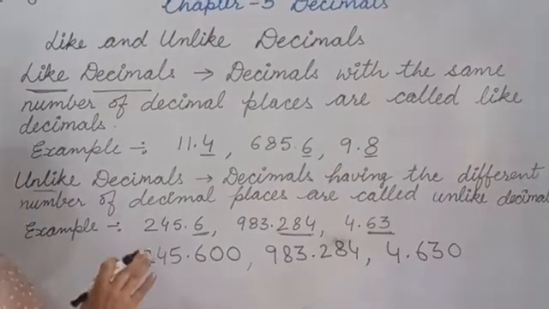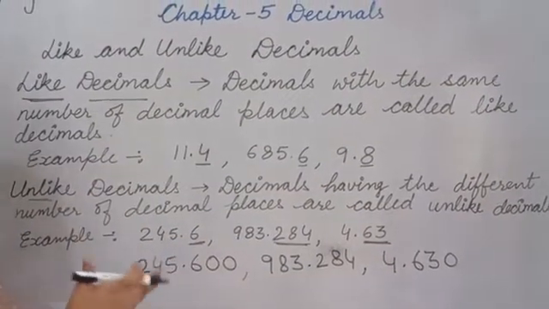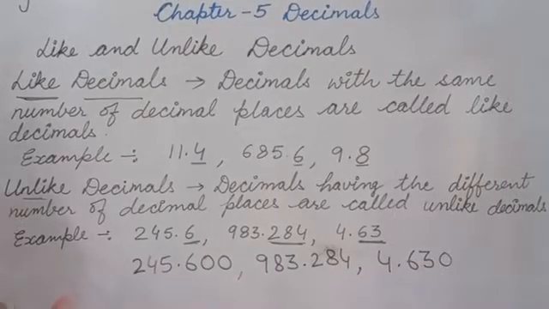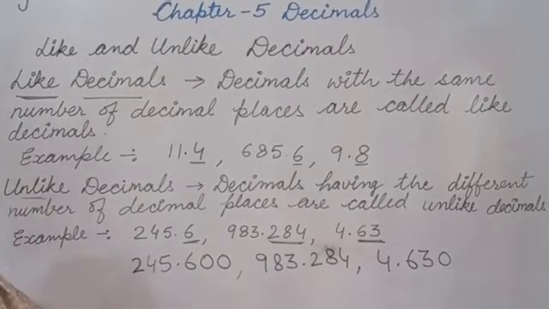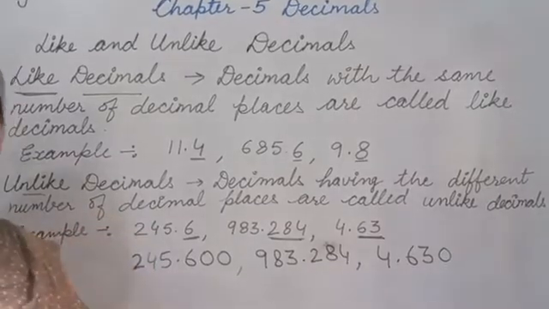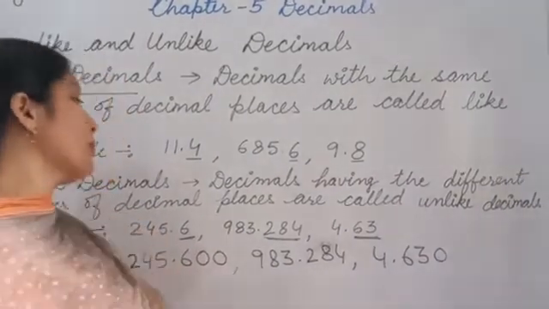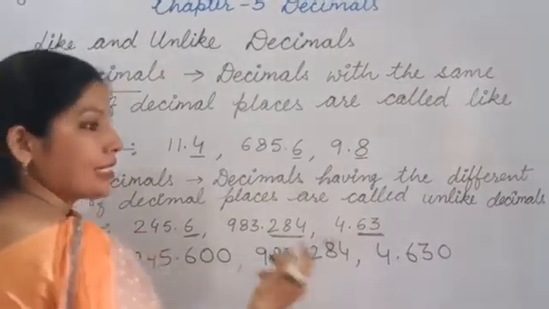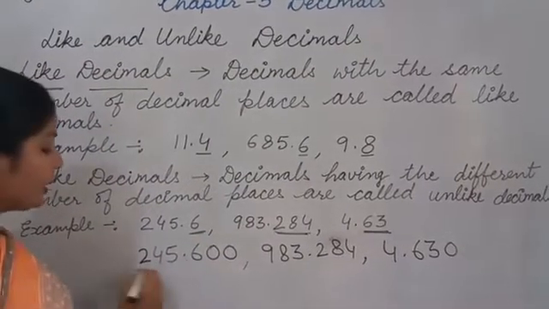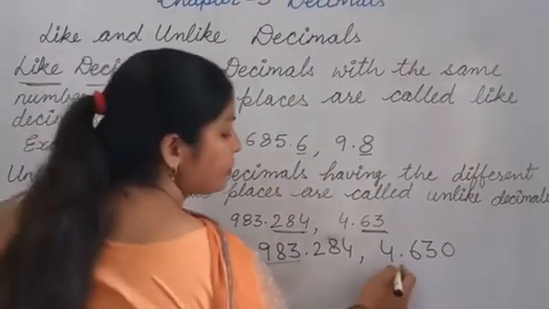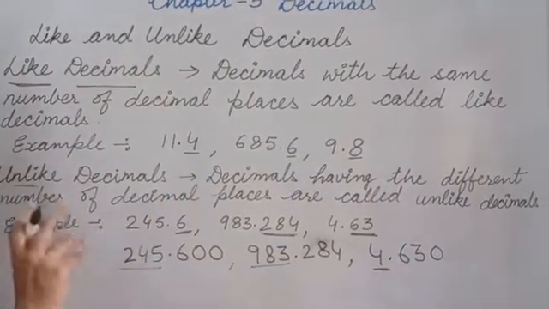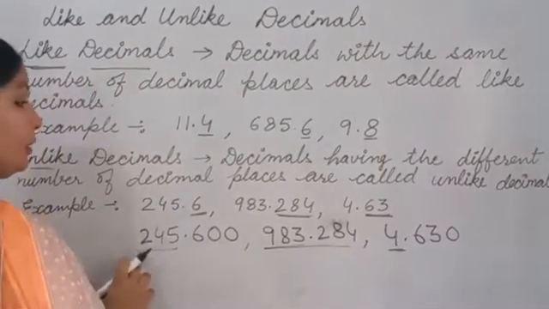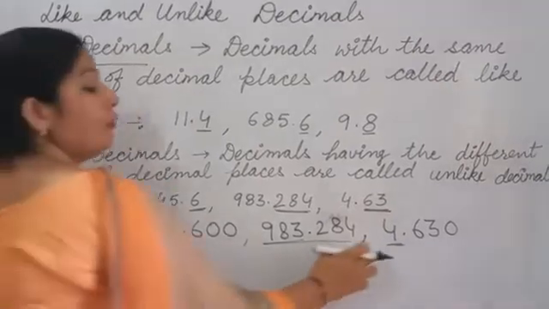Then how do we compare? कैसे हम compare करें decimal numbers को? Whenever we compare decimal numbers, first of all we compare the whole part. Whole part से ही हमें पता चल जाएगा which is big, which is small. Here we compare which decimal number is the largest. You will see there is 245, there is 983, there is 4. By the whole part we get that 983 is the largest. Then 245, then 4.